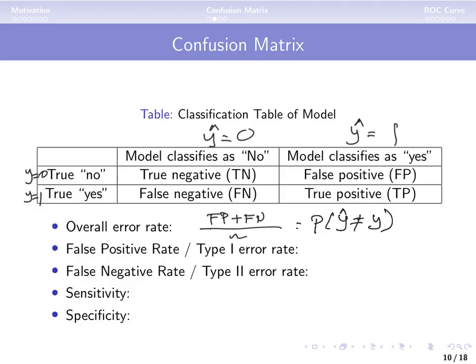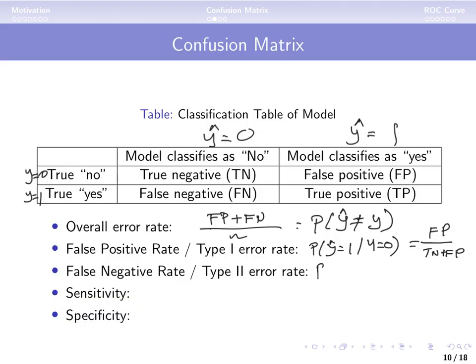False positive rate, or type 1 error rate: the symbol for this is saying that this person is classified as 1 by the model, but the person is truly a 0. That's how mathematically this is denoted. Based on the table, this is false positives divided by true negatives plus false positives. So it's saying that out of all those who are truly 0, so that's why the denominator has true negatives plus false positives, what proportion of these are classified as yes? Those who are classified yes are the false positives.